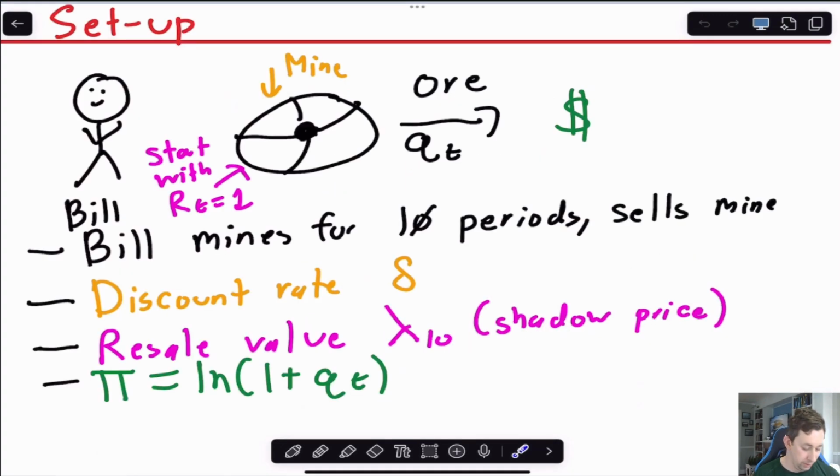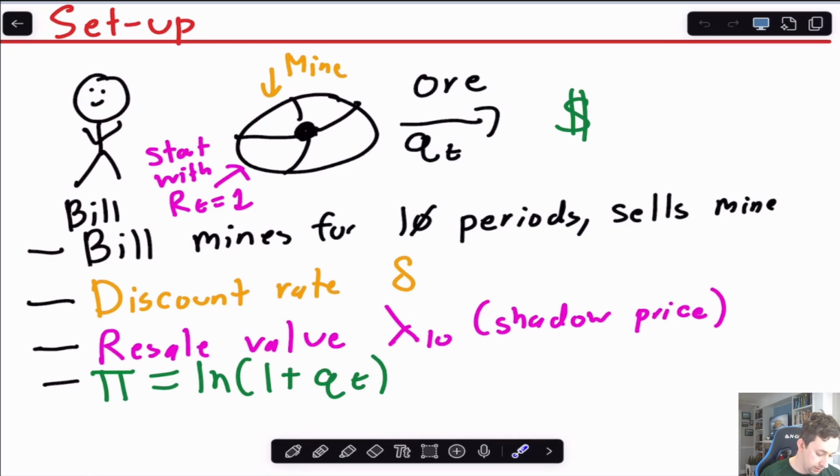So just to talk about the setup rather quickly, we've got Bill. Bill's got a mine. This is my terribly drawn mine. We're going to start with a resource in the ground. We're going to say that the total amount of resource is 1. Again, similar to another video, this is basically 100% of the resource available. And every day we're going to extract a certain percentage of that resource, Qt. Maybe it's ore, maybe it's some other type of material, and we're going to get money for selling that resource. Bill is going to mine for 10 periods, and then he's going to sell the mine to someone else after he's done with it.